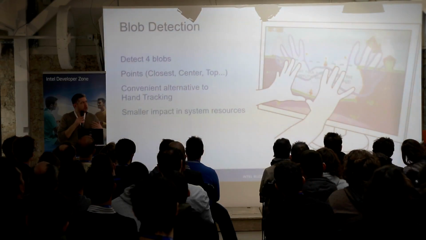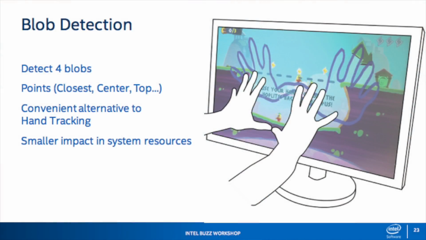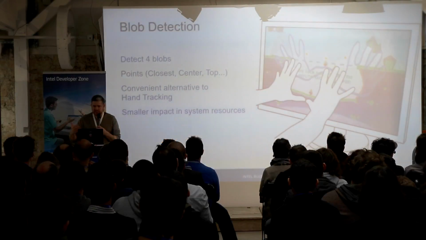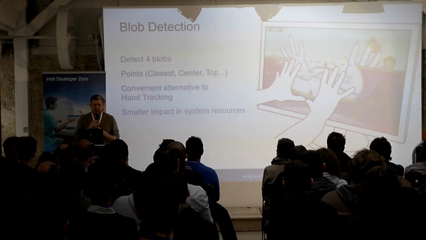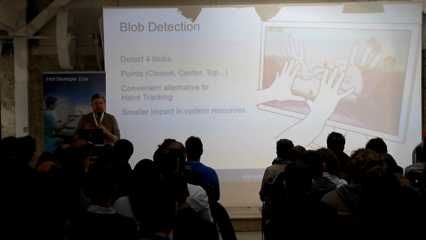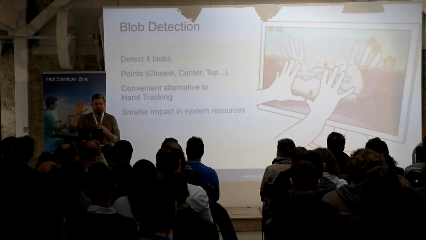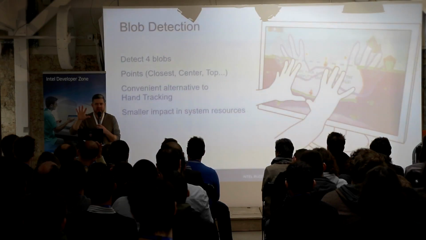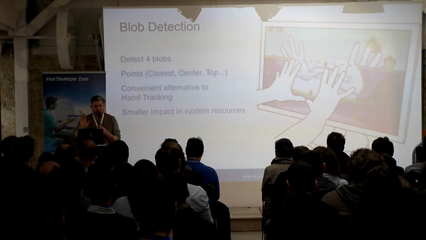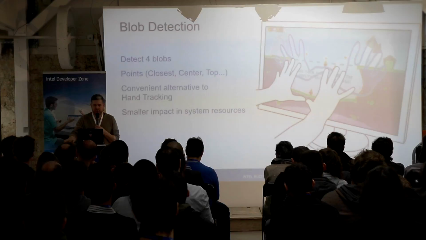So in addition to hand tracking using the skeleton module, we have a blob detection, which has a lot smaller impact on your system and takes up less resources. Nice to use. So if you don't need that precision of a hand skeleton, you can use a blob. If you want to just scroll up and down, it doesn't need to track your fingers. You can have your hand as a contour or a blob and move your hand to scroll.